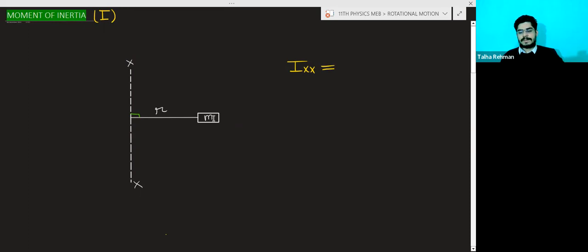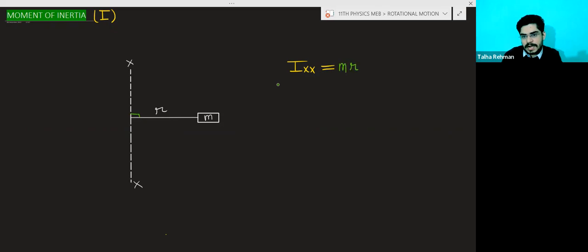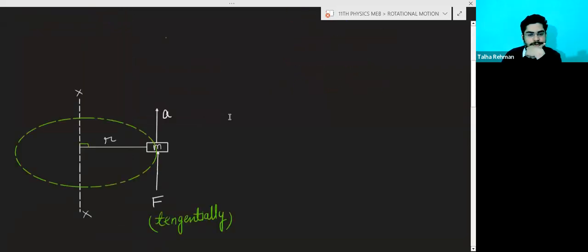If there is a mass and this mass is rotating about an axis, if you can say this mass is at a perpendicular distance of r, but this distance should be the perpendicular distance, and this is the axis. So the moment of inertia of this mass about this axis will be mass into r square. Talking about the unit, the unit will be kg into meter square. Simple.